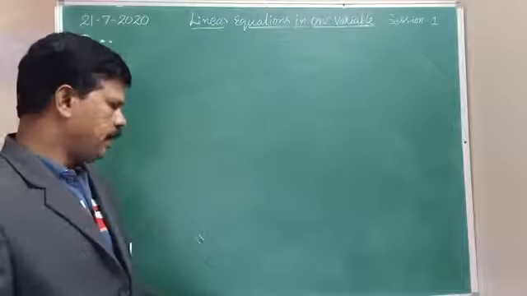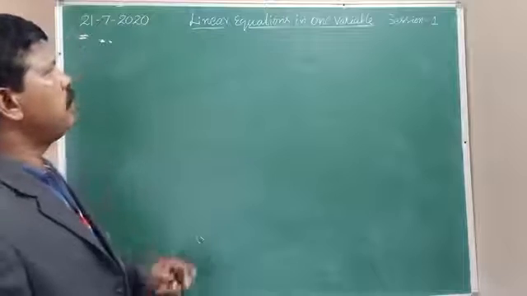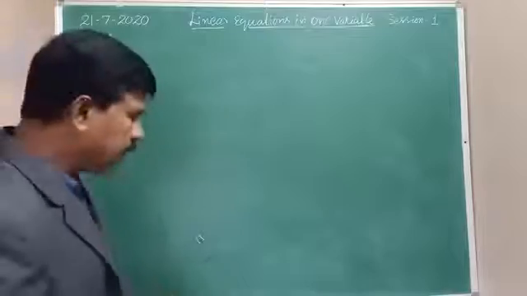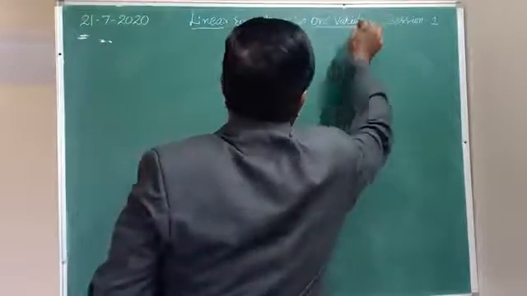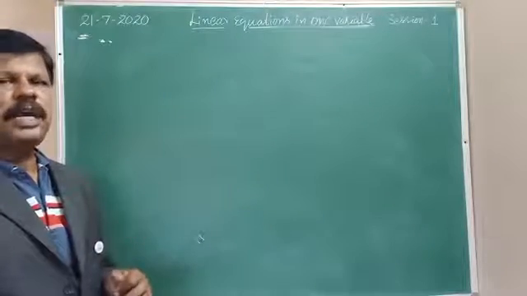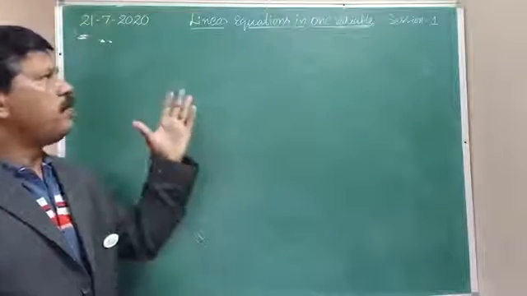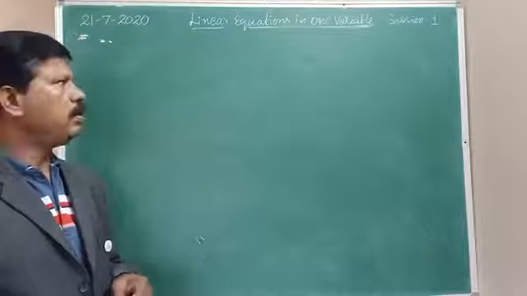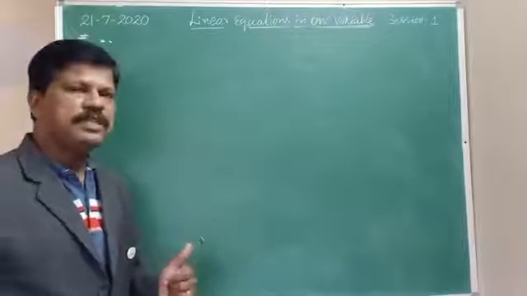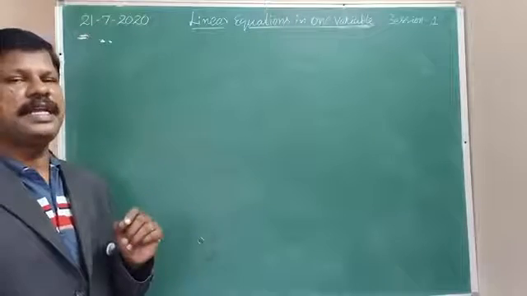Today's lesson is linear equations in one variable. To understand linear equations in one variable, first thing is, what is a variable? First we should know that. Variable in mathematics is called an algebraic term. That means alphabets. The alphabets we are using instead of numbers are called variables.